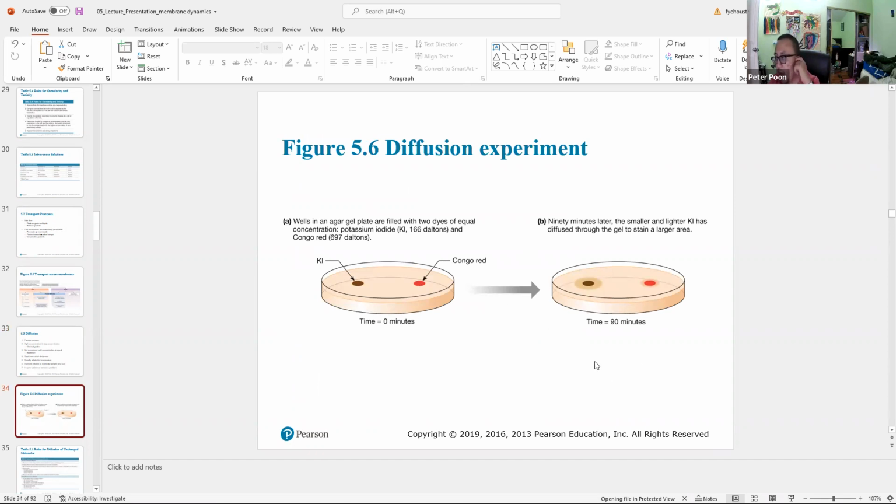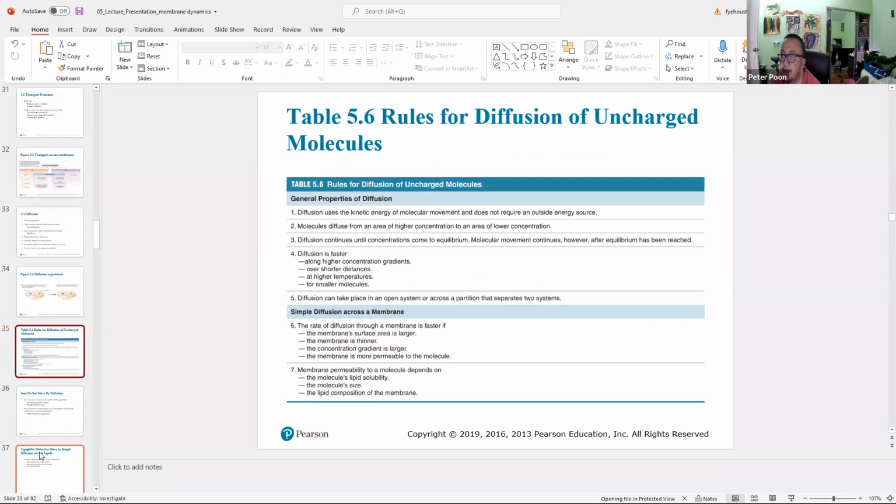So here you go. You can tell the brown dot diffuses a lot faster than the red dot because it's smaller in terms of Daltons, 166 versus 697. You can read the table by yourself, but make sure it makes sense to you.